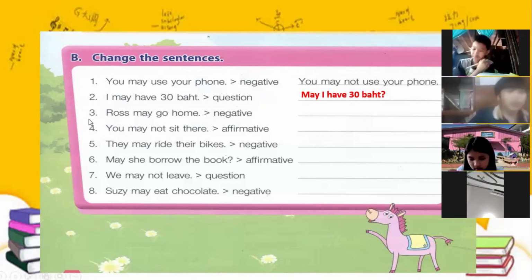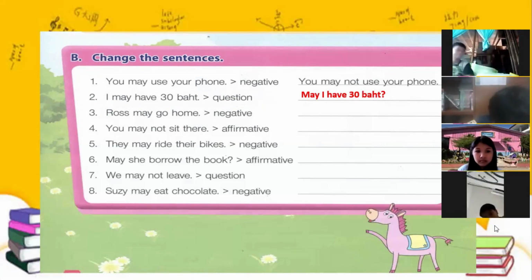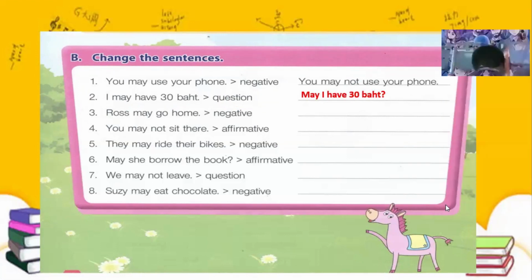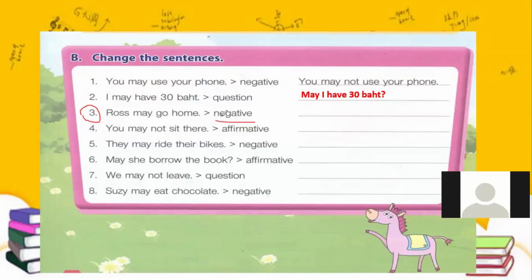Now, another sentence, number 3. Rose may go home. So that's a positive sentence. Let me ask one student, okay? Let me ask Lily. Sentence number 3. Can you change that to negative? Rose may go home. Rose may not go home. Very good. Excellent. Good job. Rose may not go home. So what we do here is just add not. Not giving permission.